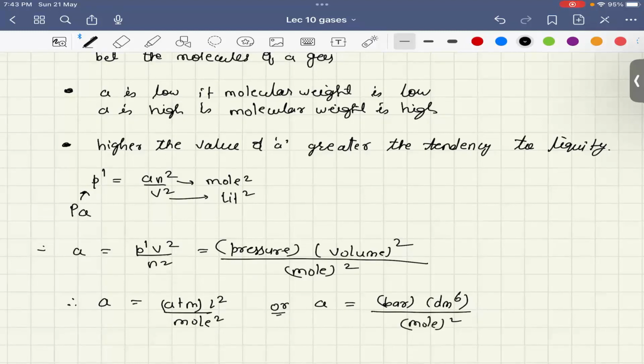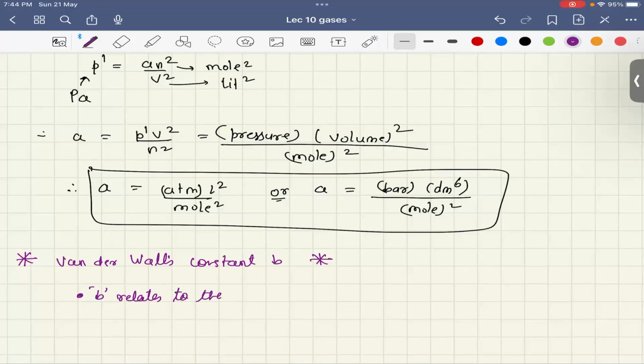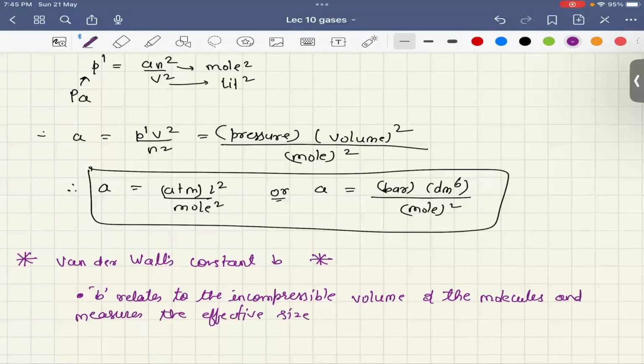So now let us understand about the van der Waals constant B. The constant B relates to the incompressible volume of the molecules and measures the effective size of the gas molecule, right?